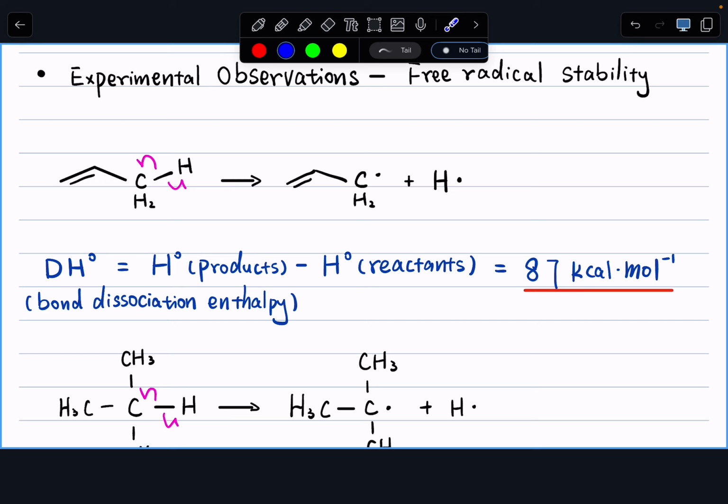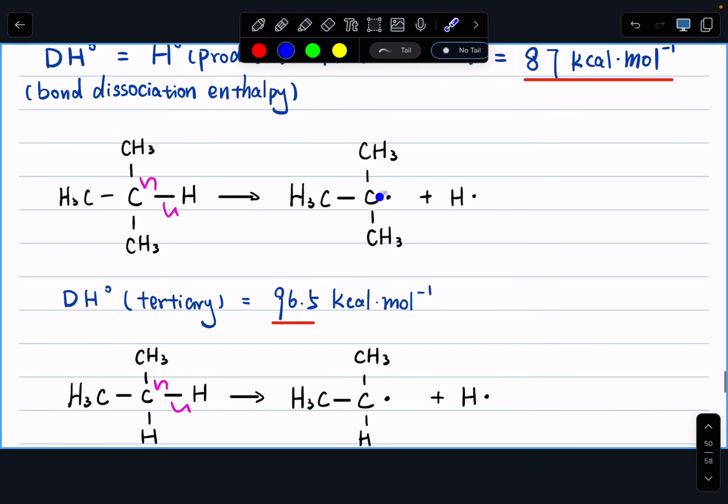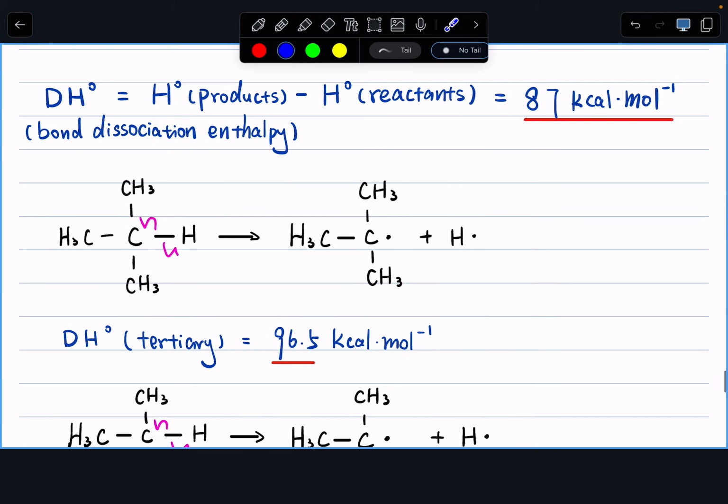In comparison, if we look at the bond dissociation enthalpy for the alkyl examples, like in this case, forming a tertiary carbon radical, where tertiary means we have three R groups connecting to that carbon, and we're breaking the CH bond here, the bond dissociation enthalpy is larger than what we observed with that allylic CH bond. The formation of the tertiary carbon-centered radical is endothermic by 96.5 kilocalories per mole.